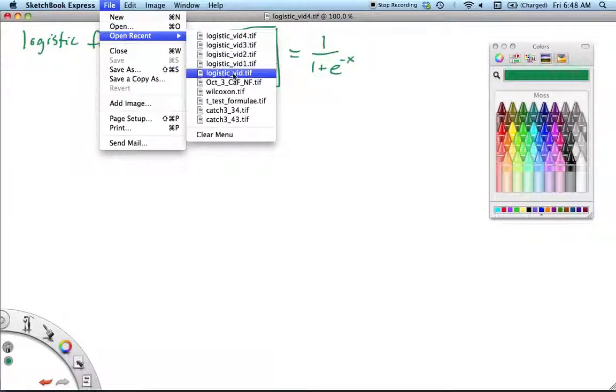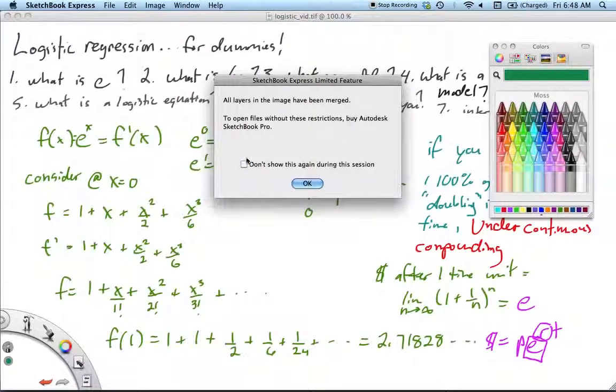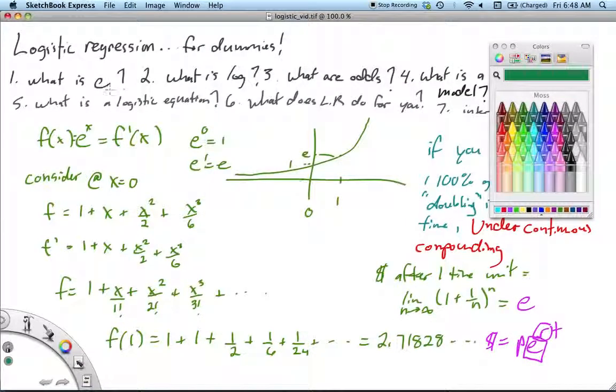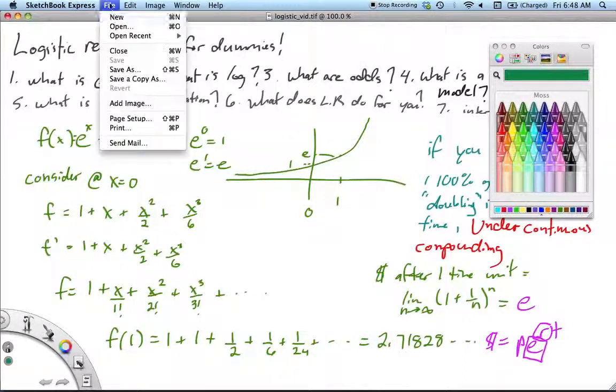Sorry, I don't feel like thinking. I just want to know what it is that I said I was going to do. Okay, logistic equation. So this is what we want to see. We want to see what it is that a logistic regression is going to do for us.